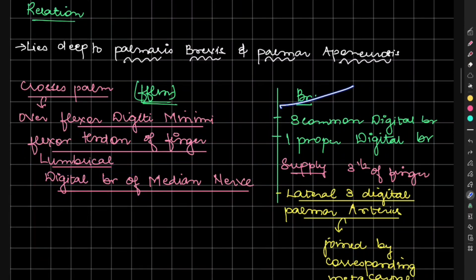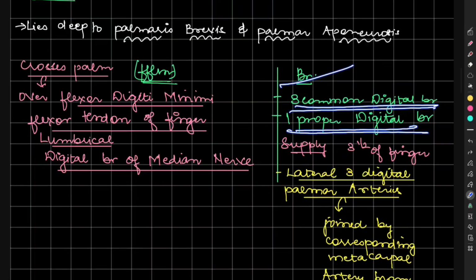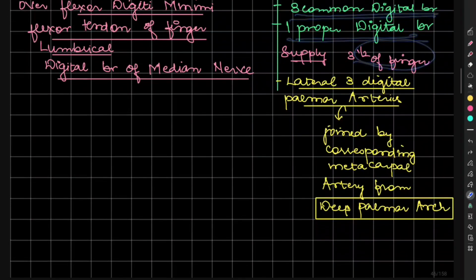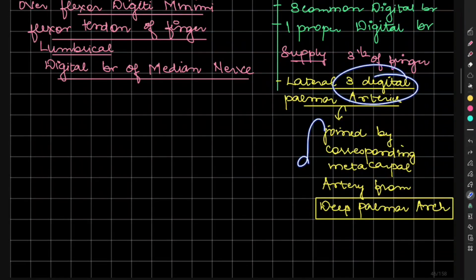Now, branches: three common digital branches and one proper digital branch, supplying three and a half of the fingers. The lateral three digital palmar arteries are joined by the corresponding metacarpal arteries from the deep palmar arch.